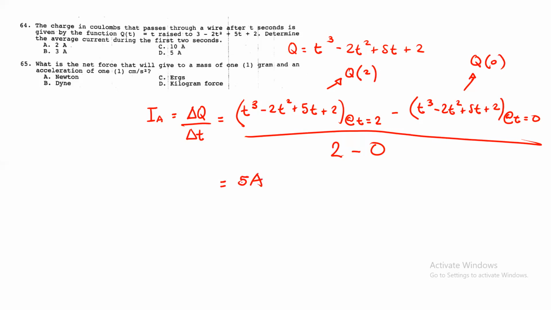So, lagi, paulit-ulit yung lumalabas sa board exam, no? So, laging 5 ampere yung sagot. Then 65, what is the net force that will give to a mass of 1 grams and an acceleration of 1 centimeter per second squared? So alam natin yung gram centimeter per second squared is equals to dynes. So letter B.